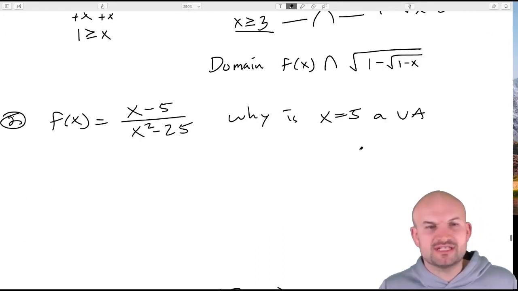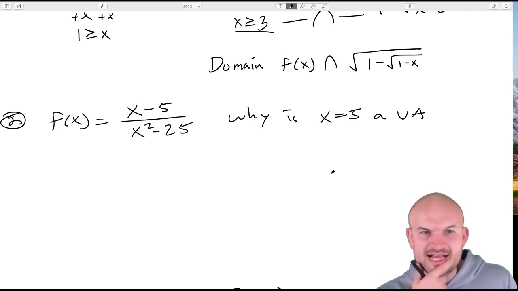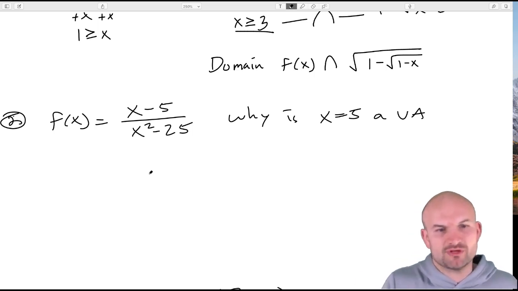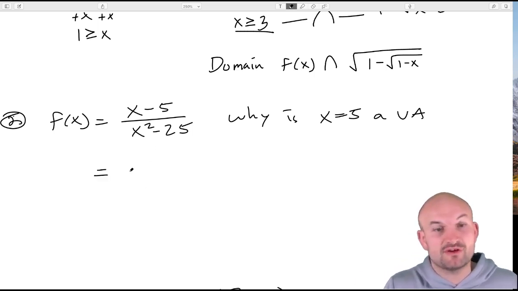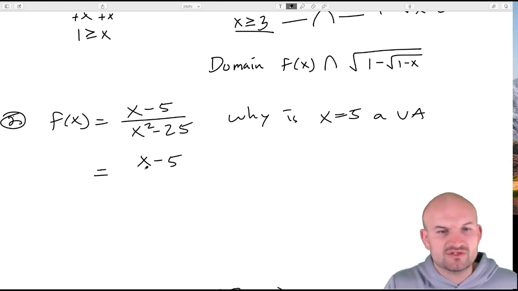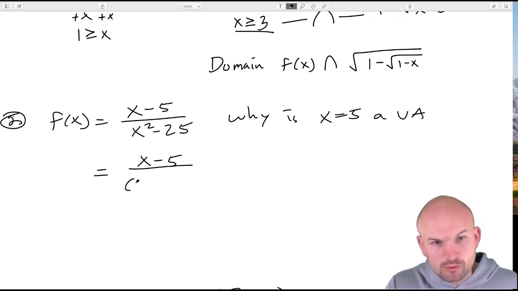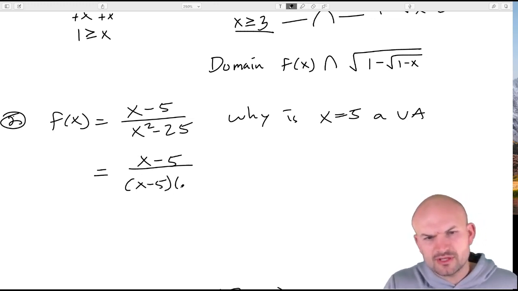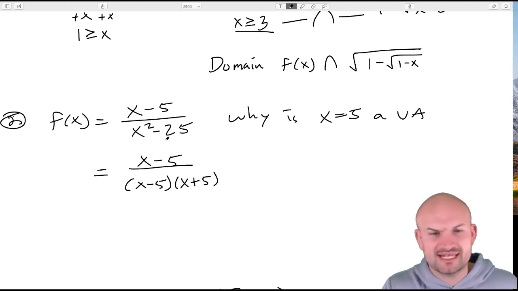Okay, so I was going to talk about this one. This one says f of x equals x minus 5 divided by x squared minus 25. And the student was asking, why is x equals 5 a vertical asymptote? The reason x equals 5 is a vertical asymptote is because it is what we call a non-removable discontinuity. So what do we mean by non-removable discontinuity?